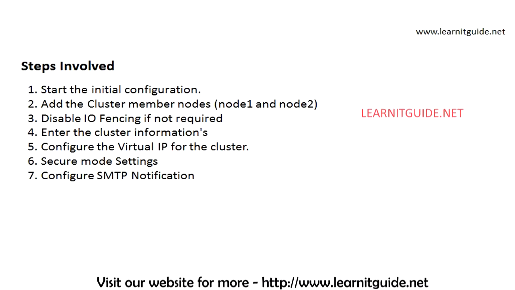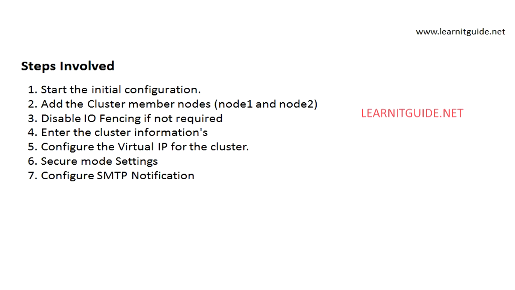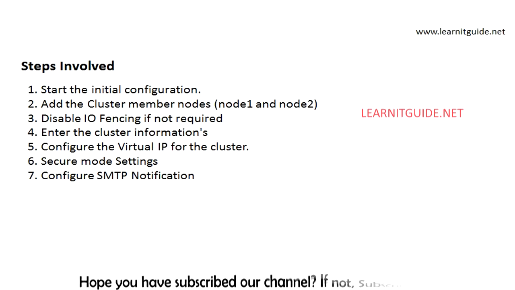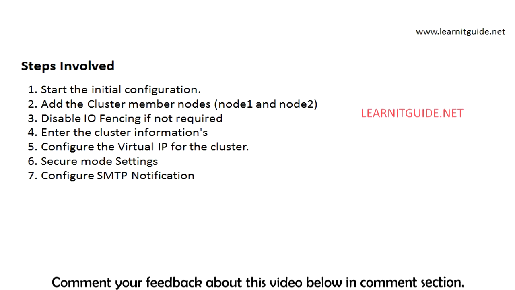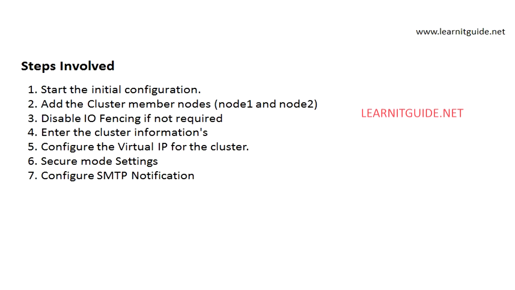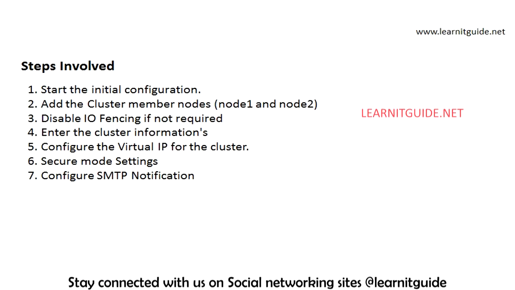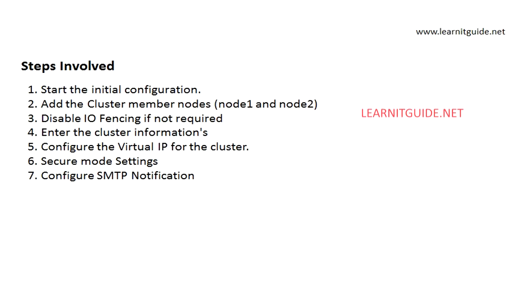Steps involved in this session are to start the initial configuration and add the cluster member nodes, disable IO fencing if not required to prevent the data corruption, enter the cluster informations and configure the virtual IP for the cluster, set the secure mode settings, configure SMTP notification and other notifications, and finally we'll test the configuration for failover.